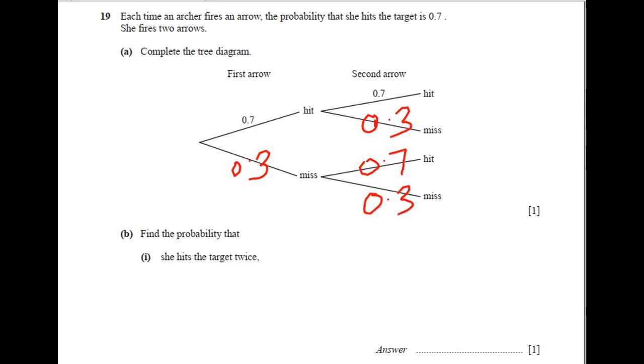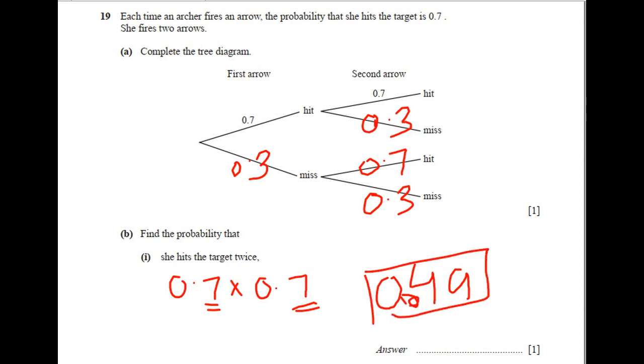Find the probability that she hits the target twice. So hit and hit. So 0.7 times 0.7. Ignore the decimals. This becomes 14. After decimal we have two numbers. Sorry, this is not 14, it's 49. 7 times 7 is 49. After decimal we need two numbers, so we'll write point here. So 0.49 is the answer for part B1.